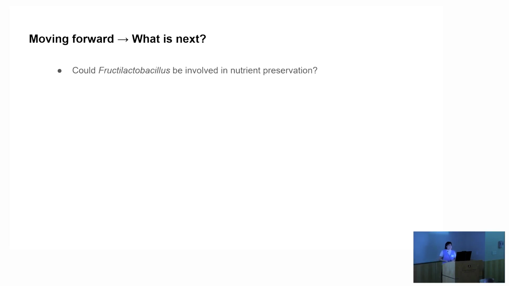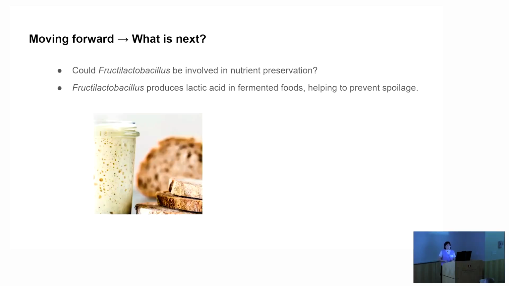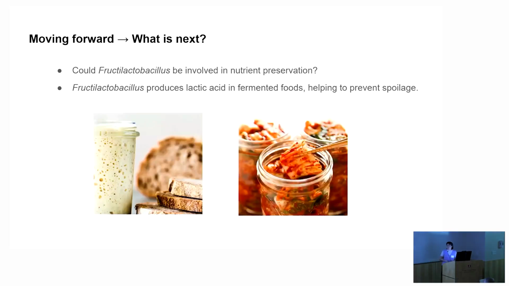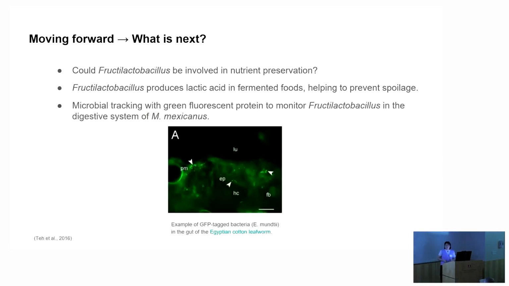So we wonder if Fructilactobacillus could be involved in some sort of nutrient preservation, because this is a type of lactic acid bacteria that we commonly see in fermented foods to help prevent spoilage, like the sourdough that we eat or the kimchi that we consume. Moving forward, I'm planning to do some microbial tracking with green fluorescent protein to monitor where this bacteria is in the digestive system of these ants.